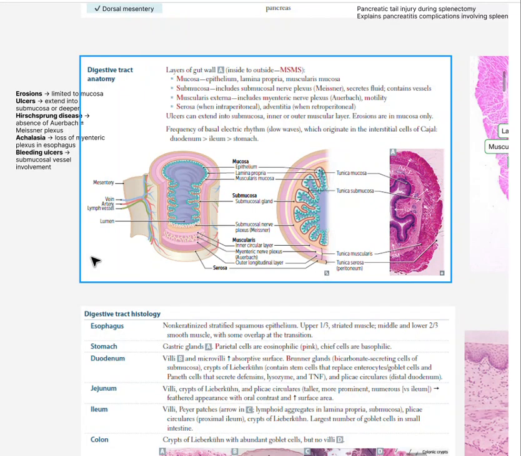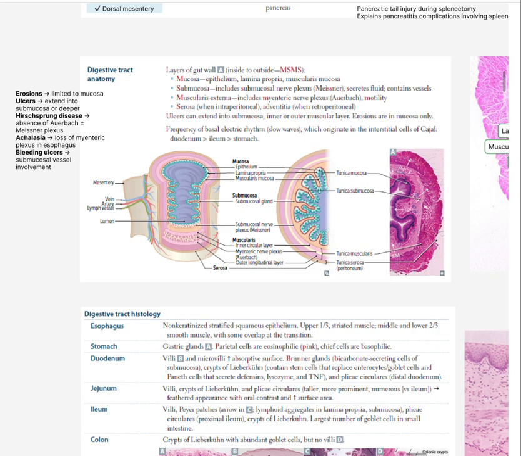Now we move on to the digestive tract anatomy. If we look at the digestive tract, we have layers of the gut wall, and if we look at them from the inside to the outside, we first have the mucosa, which is basically the epithelium, under which we have the lamina propria and the muscularis mucosa. So the mucosa consists of the epithelium, lamina propria, and muscularis mucosa, under which we have the submucosa. Obviously, sub means below something, right?